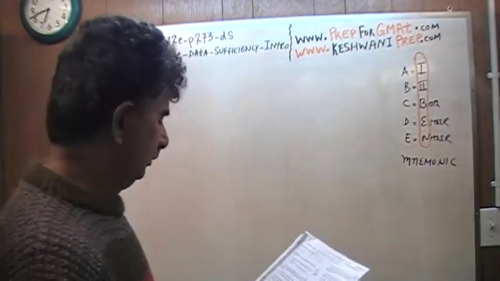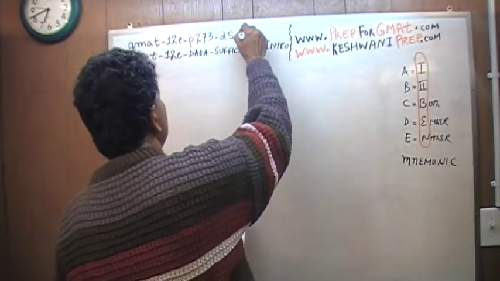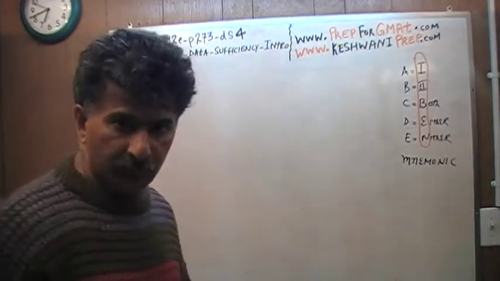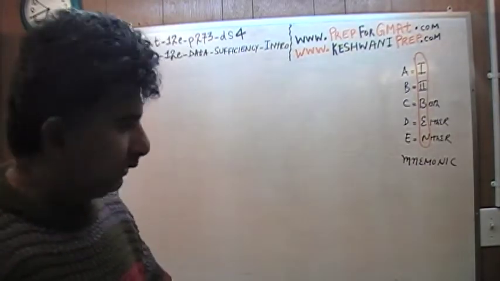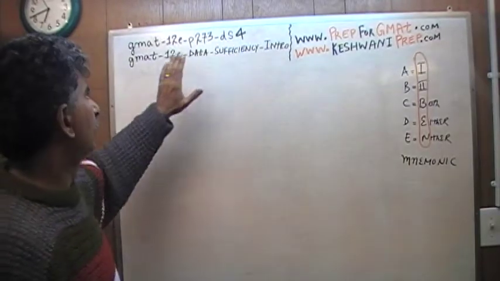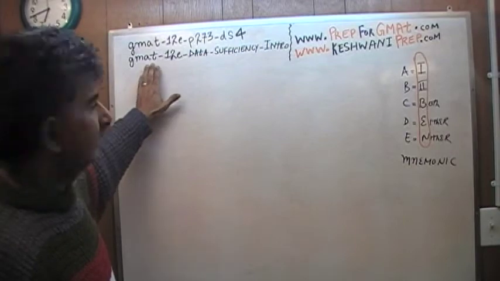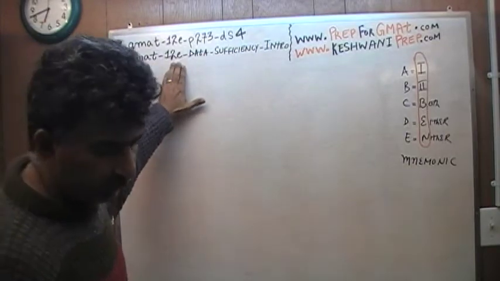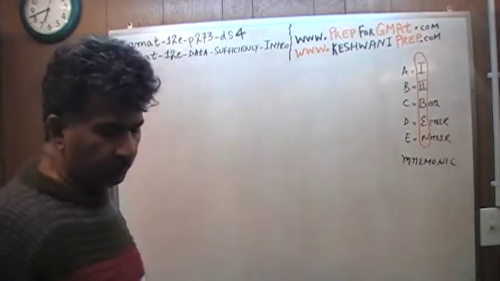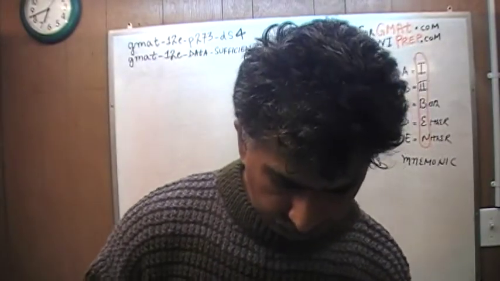Number 4 is what I'm about to solve. The problem that I'm about to solve is the one that you're going to find on page number 273, data sufficiency problem number 4. If you have not watched the introduction, here's a tag for that: GMAT 12E for the 12th edition, data sufficiency intro. Just type it in on YouTube and it will pop right up. Let's solve number 4.